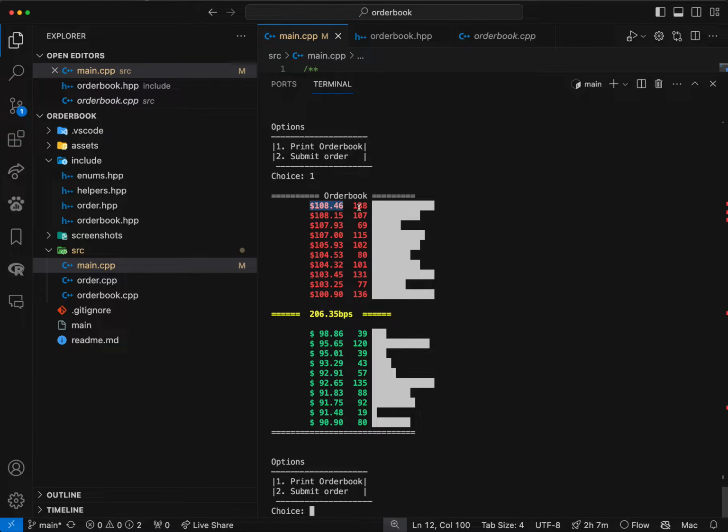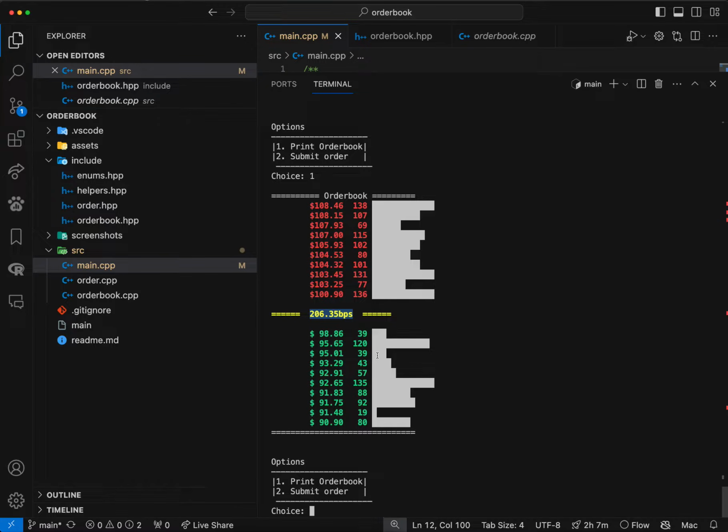Now, one thing I added was this visualization of the quantity because it's a little hard to look at just the numbers. The visualization helps to show you where the size is, where the quantity is. And then we also have the bid-ask spread here, which is just the difference between the best offer and the best bid. So this is 2.06%.